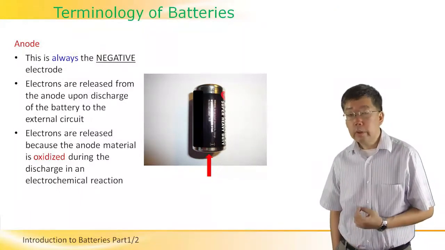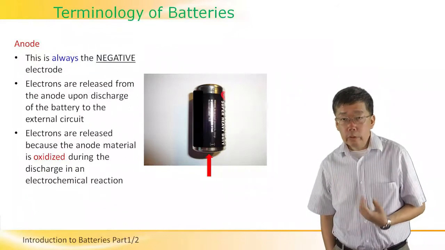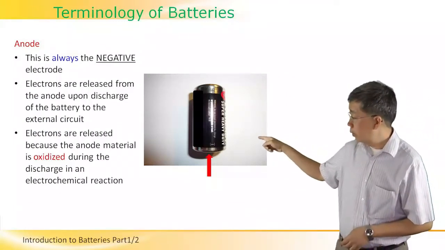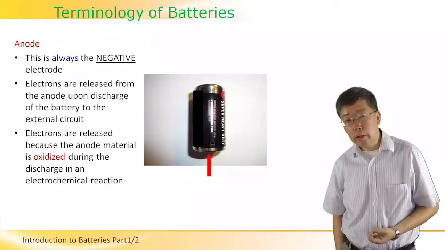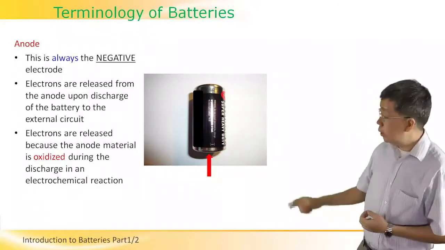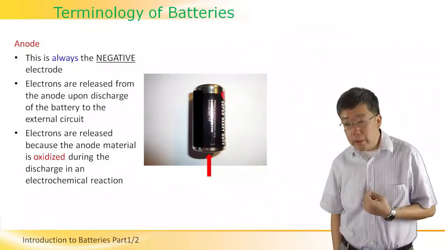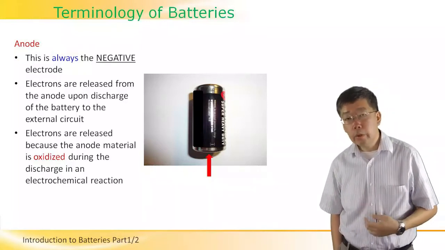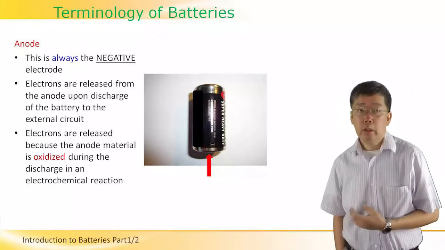In the next few slides, we will introduce some of the basic terminology used for batteries. And we use, by way of a very simple example, a primary battery, which you can see on the right side of this slide. The red arrow is pointing towards the anode of the battery. And the definition for the anode is that it is always the negative electrode. And it's negative because electrons are released from this anode during the discharge of the battery. So in other words, negatively charged electrons will come out of the anode when the battery is being used, and that is why it's negative.